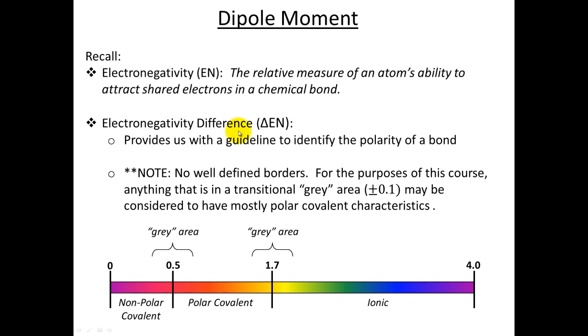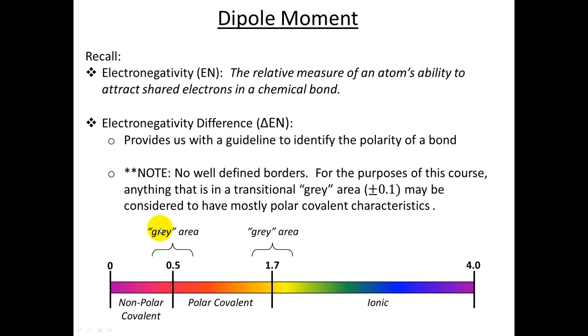Electronegativity difference, on the other hand, symbolized by the delta EN, provides us with a guideline to identify the polarity of a bond. Now, all of this was discussed in more detail in some of my prior videos, so if you're finding that a lot of this is somewhat unfamiliar, I highly recommend that you go back to watch my videos on chemical bonding, specifically those on ionic, polar covalent, and non-polar covalent.